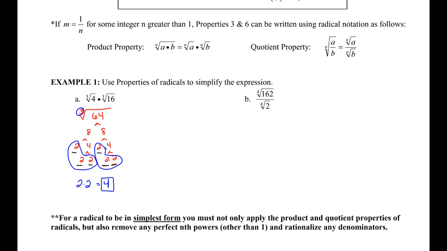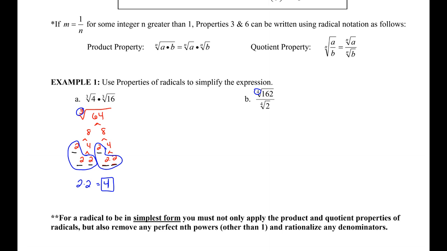Go ahead and try the same thing for example B. First, use the quotient property to write it as one radical and simplify. Then, that should get rid of your fraction. Use factor trees. Because you're looking at the 4th root, you will be looking for 4 sets of the same number.